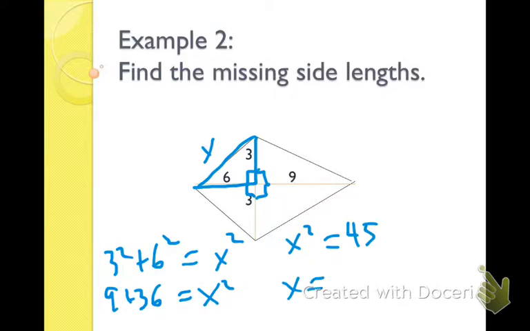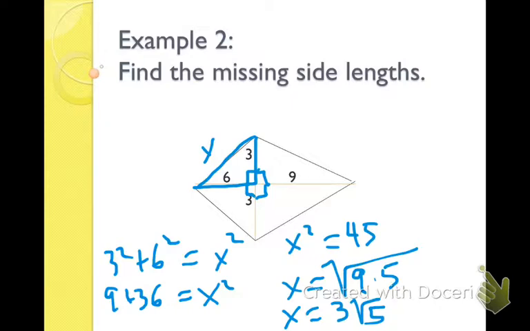So x equals the square root of 9 times 5. If we factor that, 9 is a perfect square, so I can bring it out as a 3. So x equals 3 radical 5. Right? Okay. Similarly, you could do the same thing with 3 and 9.